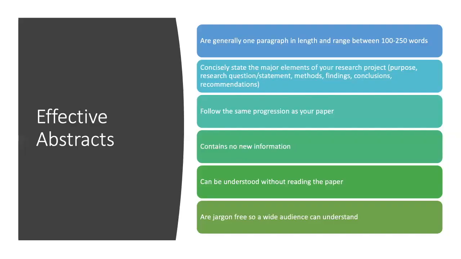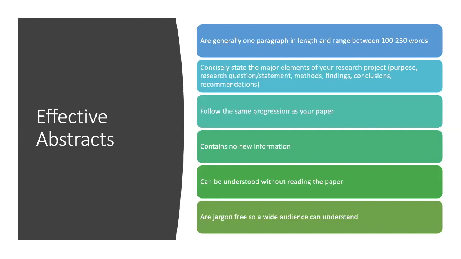There are several guidelines to follow for effective abstracts. First, abstracts are generally one paragraph in length, and they'll range between 100 and 250 words. These specific guidelines for word count will be established by the journal publisher or the conference host.